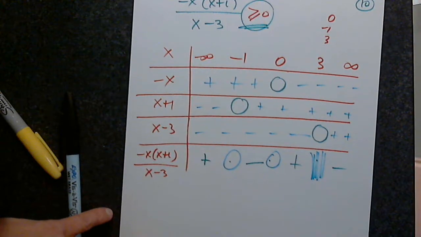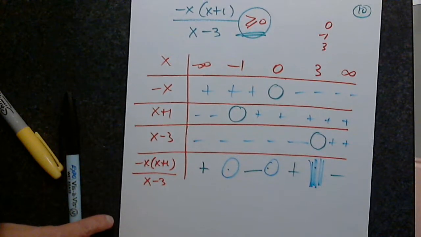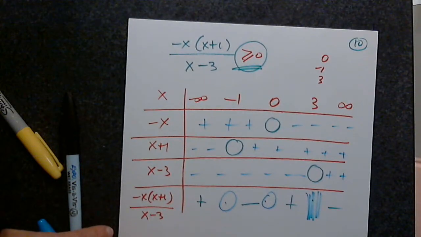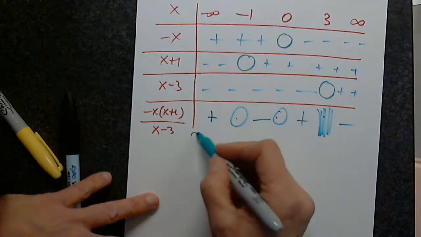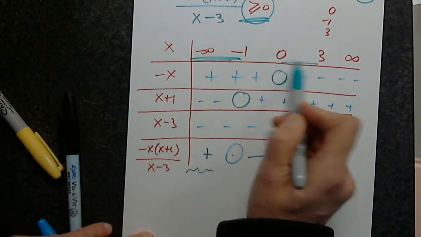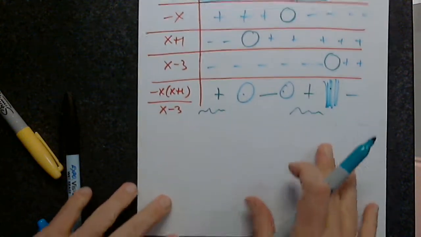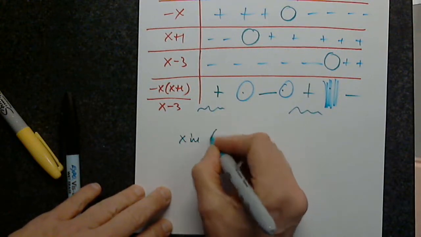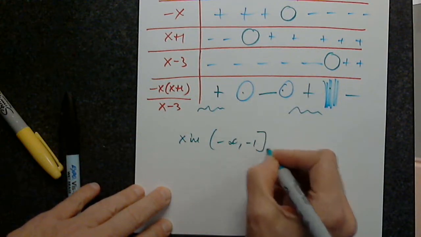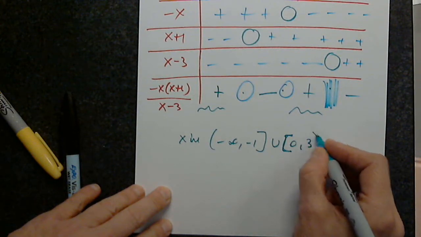Now, this tells me what to choose. Do I choose positive or do I choose negative? I choose positive. Meaning I have to choose this and this. It says choose x there if you want positive. If you choose outside, it will be negative. So then I have x in the interval, negative infinity, negative 1, union 0 closed, but 3 open.